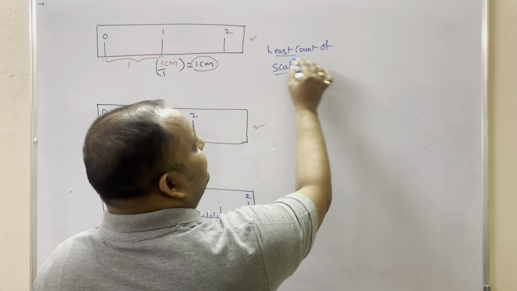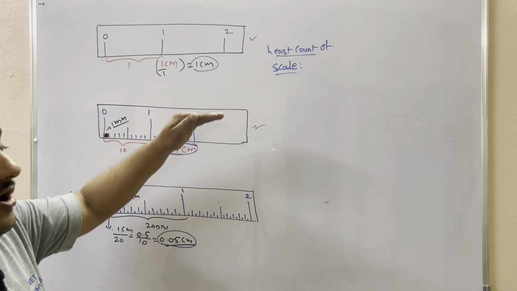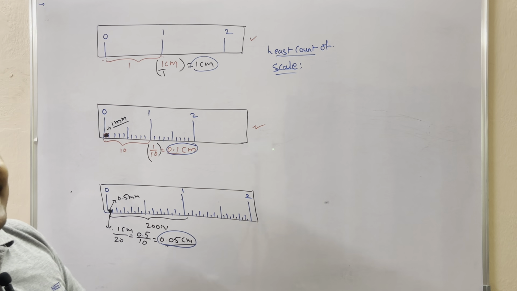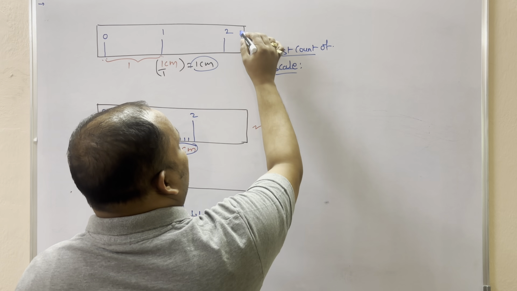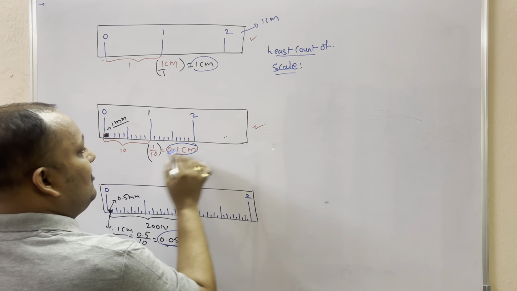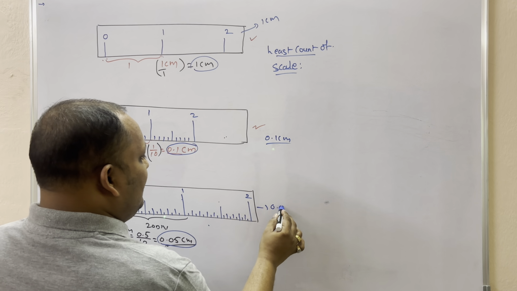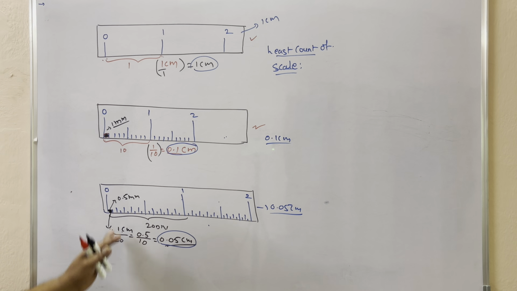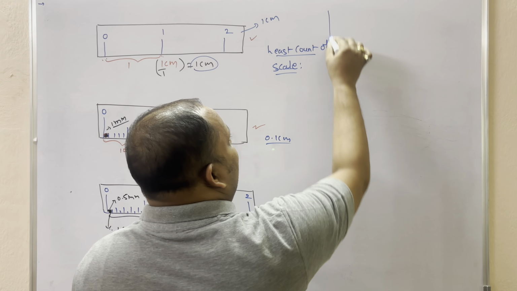The least value or minimum value measured by these scales, we are calling it the least count. So by using this, what is the least value we said? 1 centimeter. By using this, how much did we say? 0.1 centimeters. By using this, 0.05 centimeters, that is 1 by 20 centimeters. So simply, just count how many divisions are there and divide. Now, this is about the least count definition.